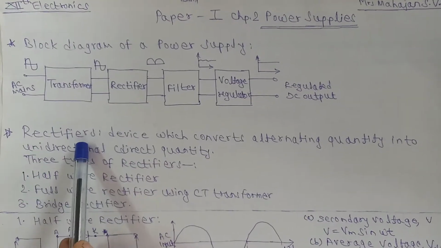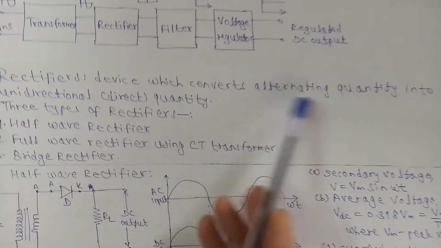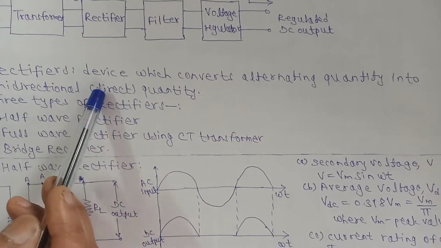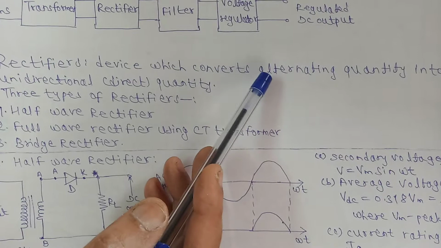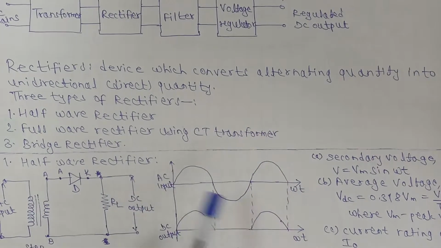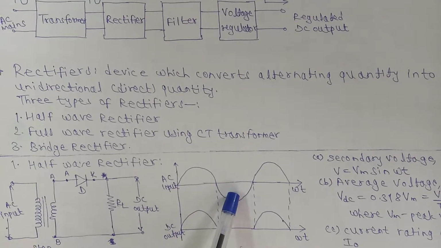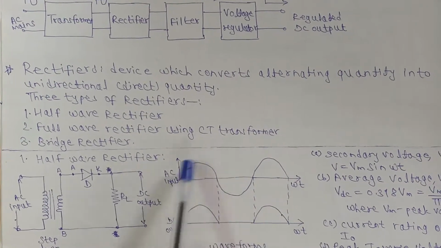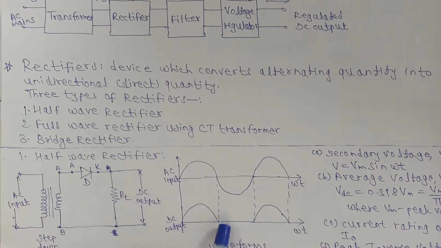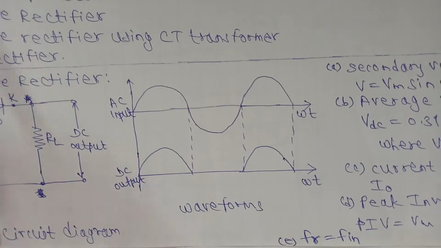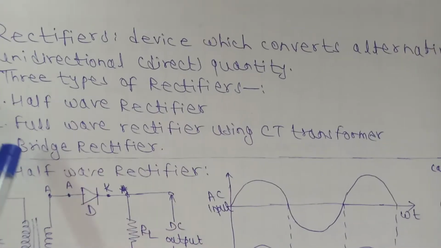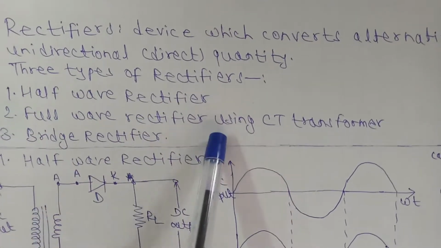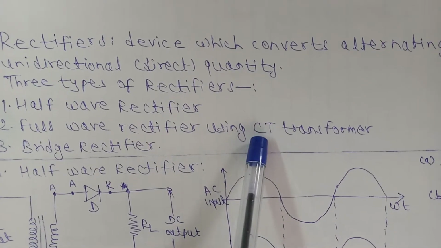See friends, a rectifier is a device which converts an alternating quantity into a unidirectional, that is direct, quantity. Alternating, as I have told you, is bidirectional. That means it has a positive half cycle as well as a negative half cycle. When we convert this into pulsating DC, no negative output will be there, only the positive half cycles. For rectifiers, three different types are there. First is the half wave rectifier. Second is the full wave rectifier using a CT transformer. CT is the center tap transformer.